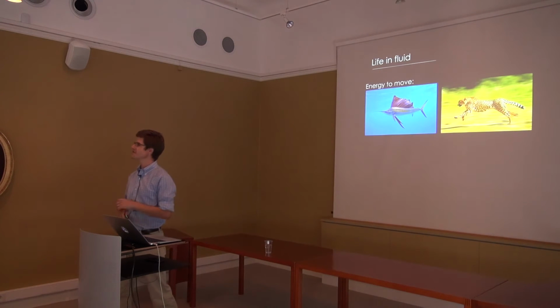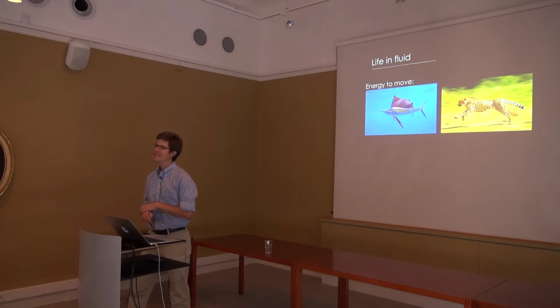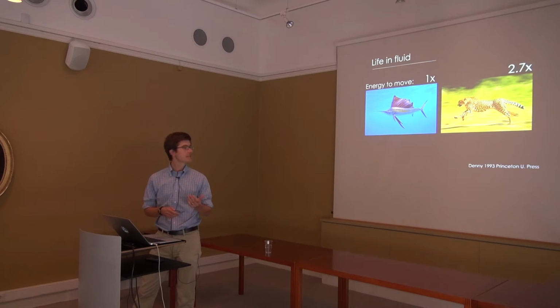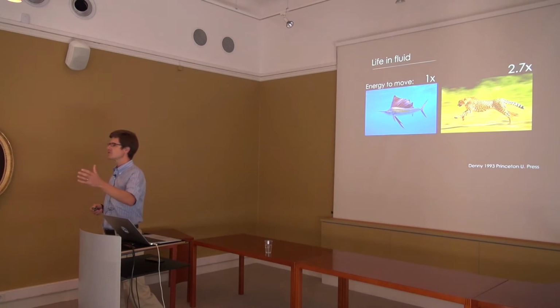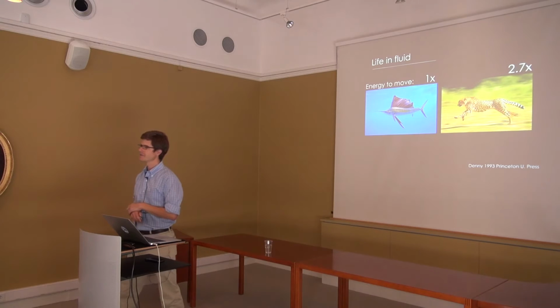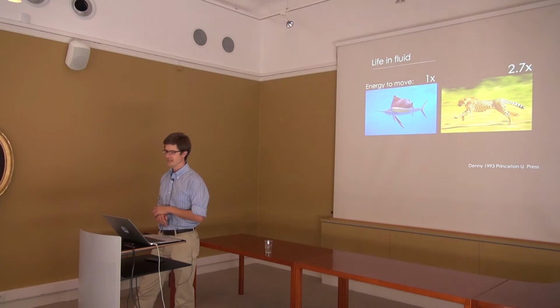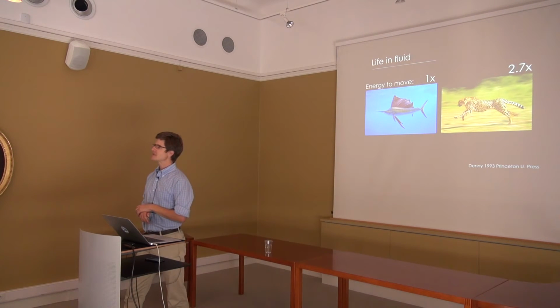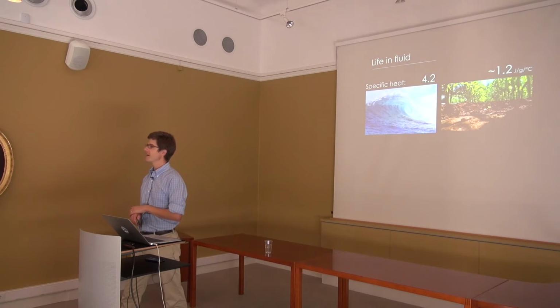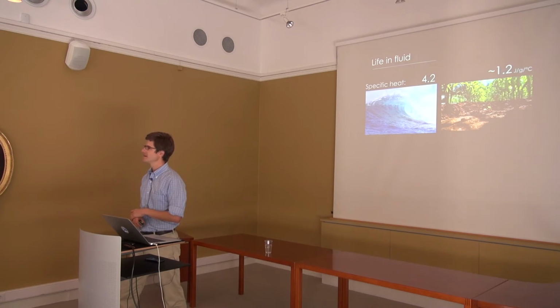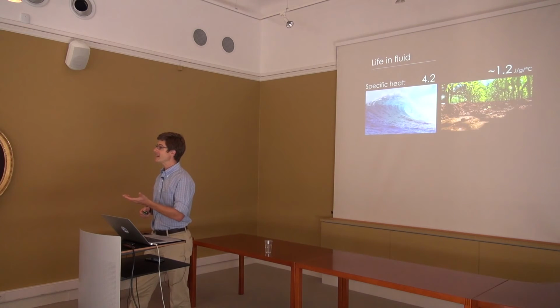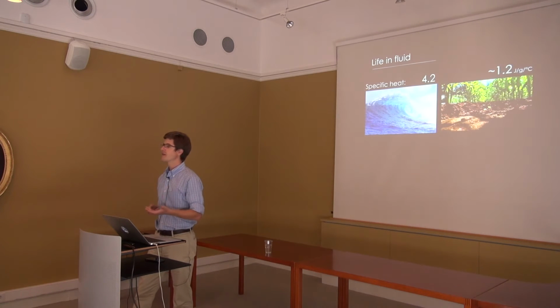Life in a fluid is also very different. So it takes about 3 times as much energy to run a distance on land as it does to swim through water in the ocean, the equivalent distance. So dispersal is relatively easy in the ocean. The specific heat of water is also much higher. So it takes about 3 times as much energy to warm up a gram of water as it does to warm up a gram of soil. And that has very immediate consequences for how the oceans are responding to global warming.